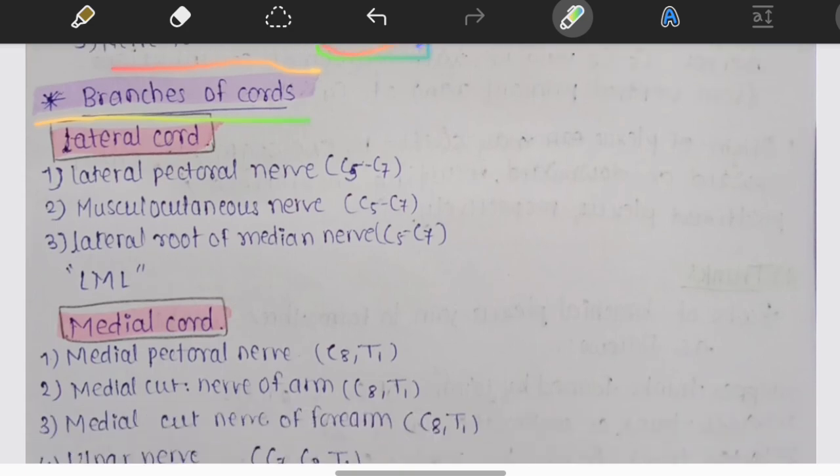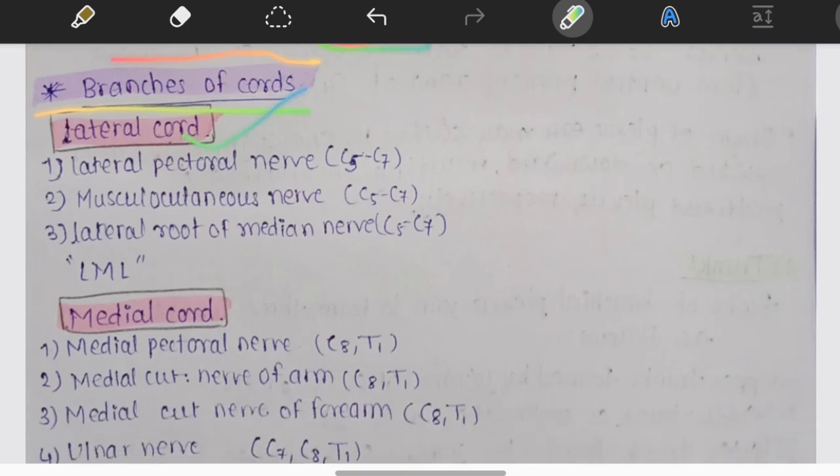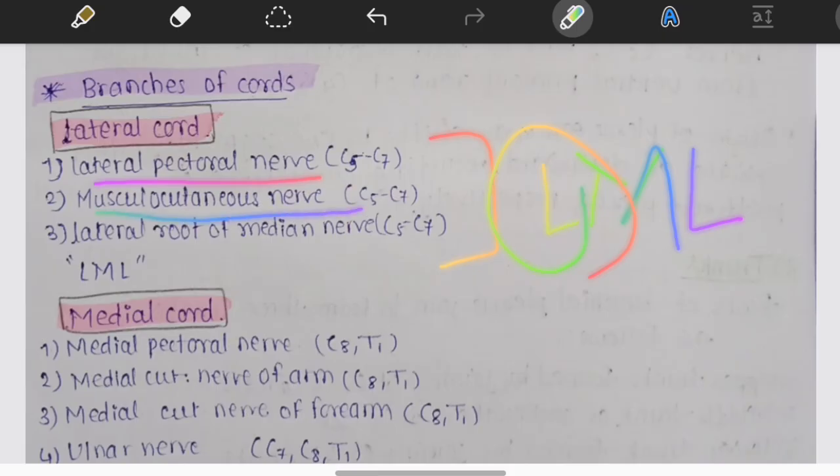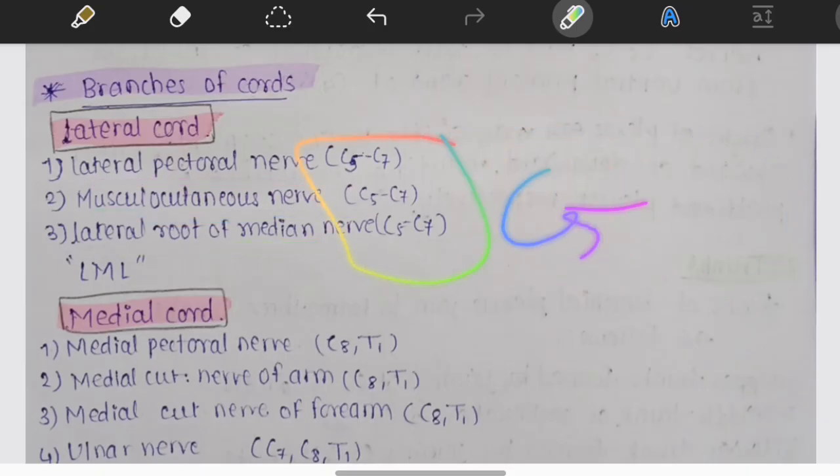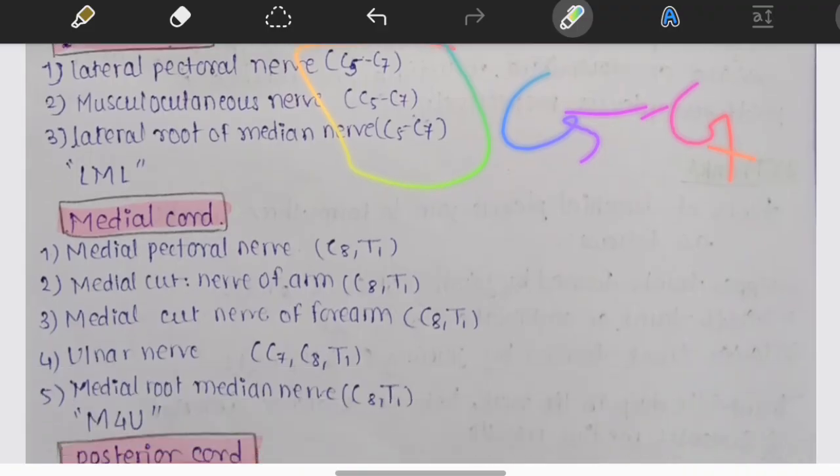Branches of the cords. The lateral cord contains these three. The mnemonic is LML: lateral pectoral nerve, musculocutaneous nerve, and lateral root of the median nerve. And this is the root value C5 to C7.